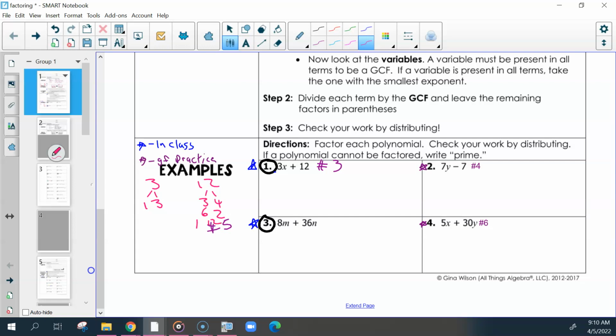Of all of those factors, what is the highest number they share? 3. Do they share variables in common? No. One has an x, one doesn't. So that means our GCF is just 3. So that means we're going to divide both of these numbers by 3. But again, we are dividing, but we're not getting rid of this 3. We want to still keep whatever this GCF is, so that's going to go outside of our parentheses.